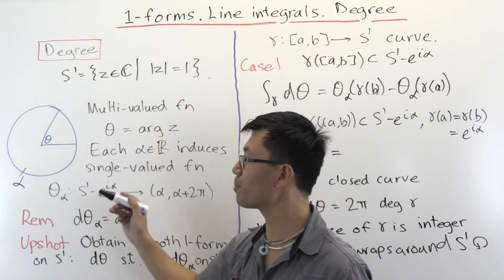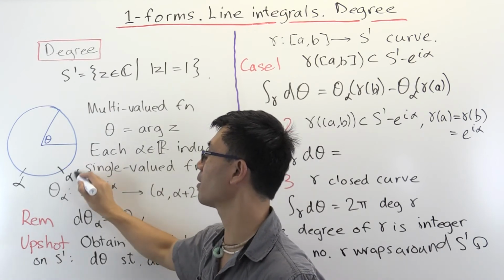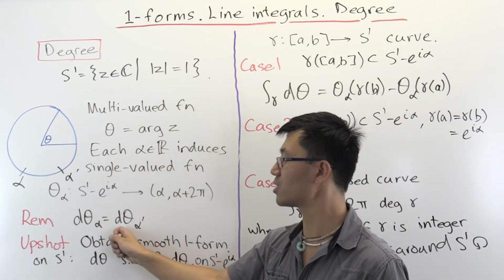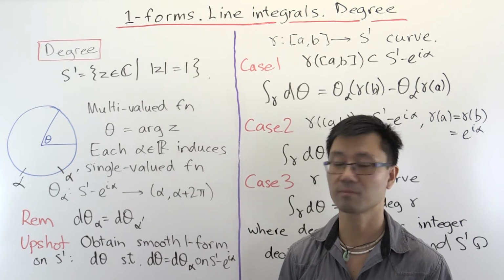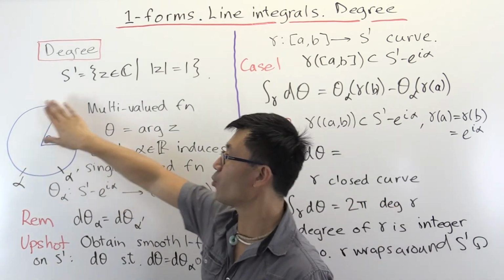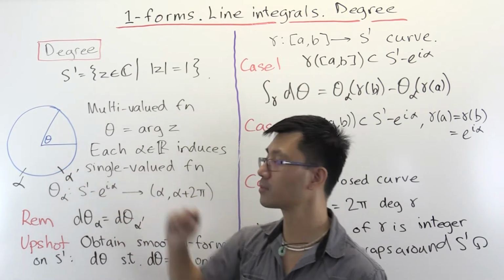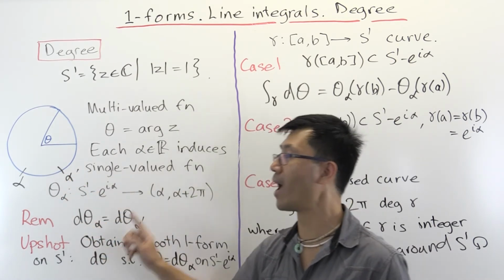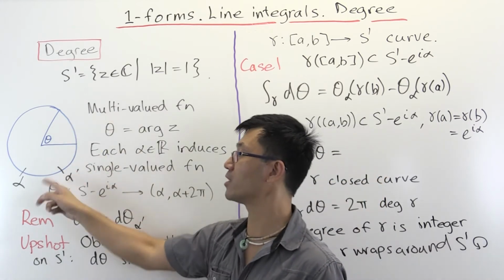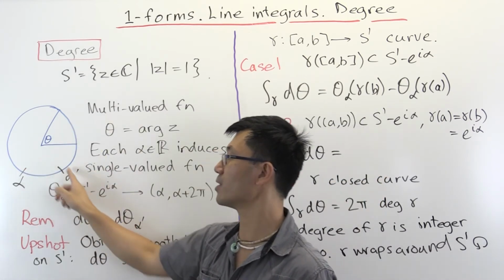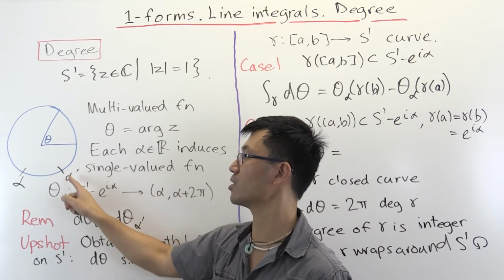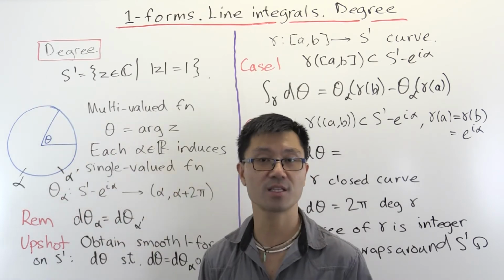Well, what we'll do is we'll just pick another point alpha prime here. And we can consider d theta alpha prime. And this is defined everywhere, except for at e to the i alpha prime. And the key point is that these two are actually equal where both of them are defined. So away from this alpha and this alpha prime, this e to the i alpha and this e to the i alpha prime, they are actually the same.